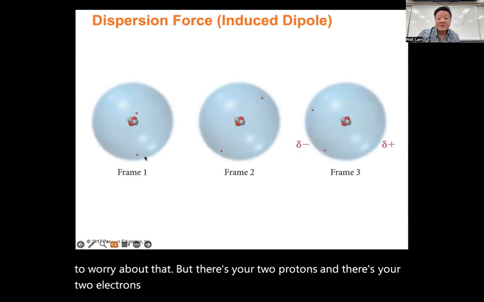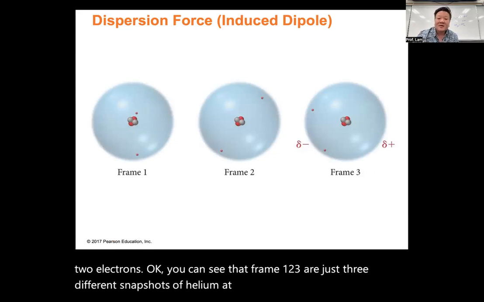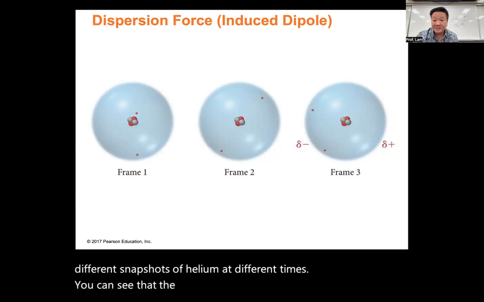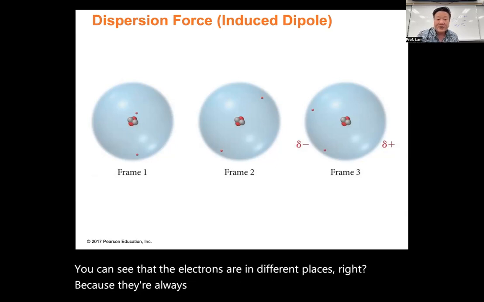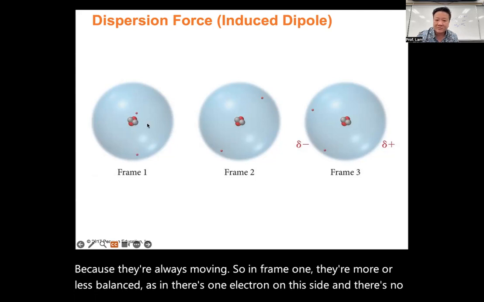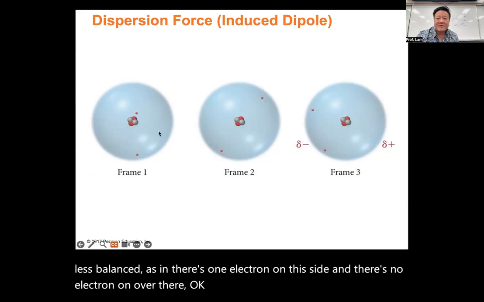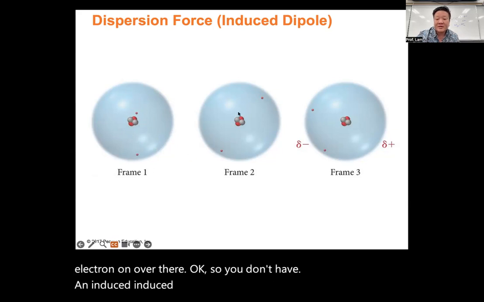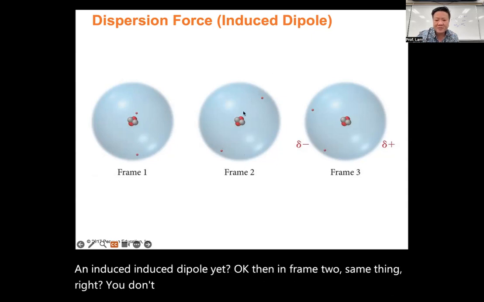Okay. You can see that frame 1, 2, 3 are just 3 different snapshots of helium at different times. You can see that the electrons are in different places, right? Because they're always moving. So in frame 1, they're more or less balanced, as in there's 1 electron on this side and there's 1 on the other. Okay. So you don't have an induced dipole yet. Okay. Then in frame 2, same thing, right? It's evenly spread out. You have an electron here, you have an electron here.